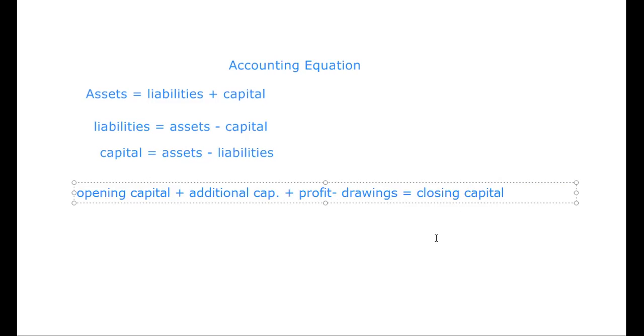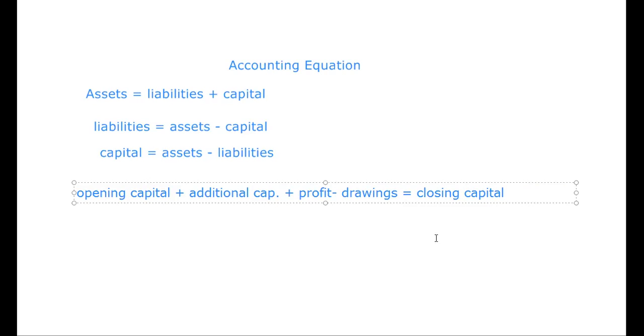We can calculate our closing capital. So opening capital plus additional capital plus profit minus drawings gives us the closing capital. This is the complete formula. With the help of that, we can calculate the closing capital of any business. Because whenever any additional capital is added in the business, or any profit or any drawings are there, definitely it affects the capital of the business.